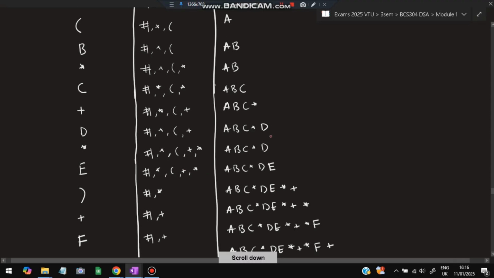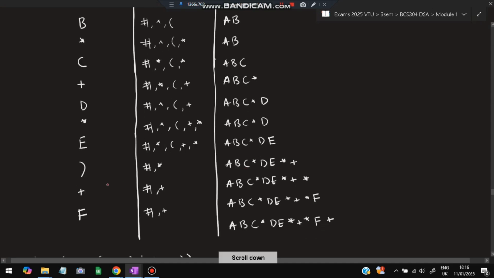I'll repeat again. Till E we had ABC star DE. Now what happened is closing braces came. Whenever closing braces came and there is an opening braces, you have to take the symbols out in this order. First star will come out, next plus will come out, like that. After this is over, this all will get cancelled. These two are already out, and the closing braces will cancel the opening braces.